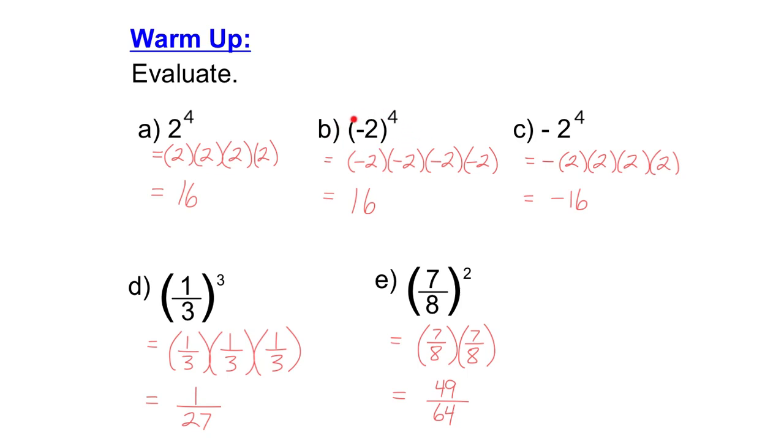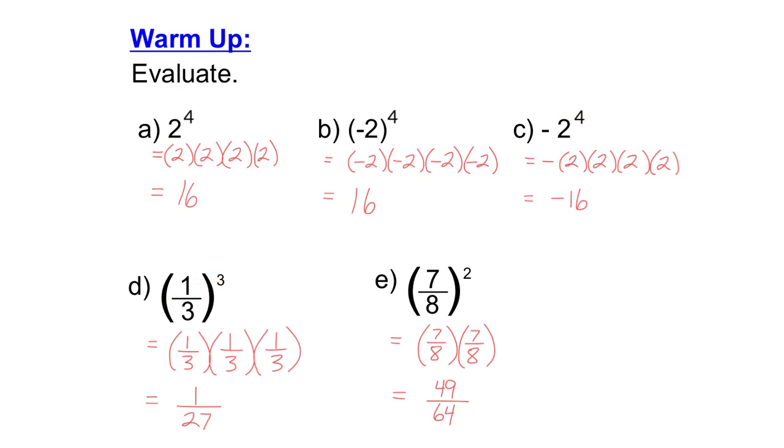Notice the difference between this one and this one. Here, the negative 2 has brackets around it, meaning the entire negative 2 is the base of the power. Here there's no brackets, so the base of this power is just 2. That negative sign is just what we're multiplying the entire power by. So we have a negative 16.